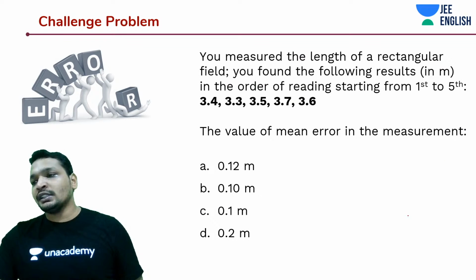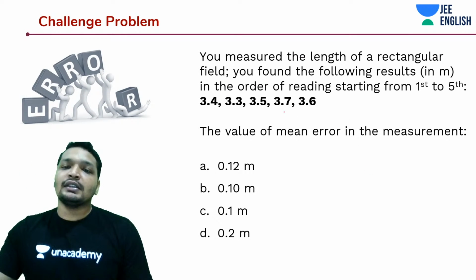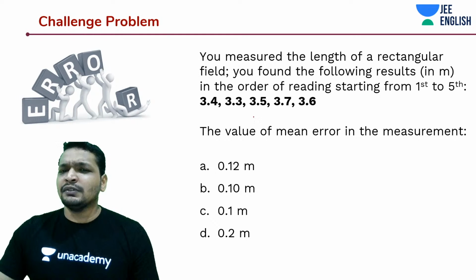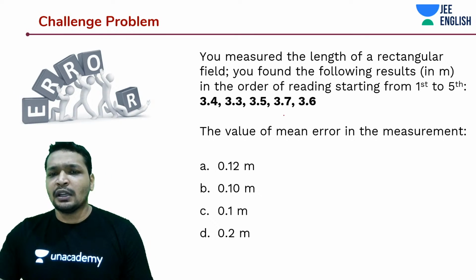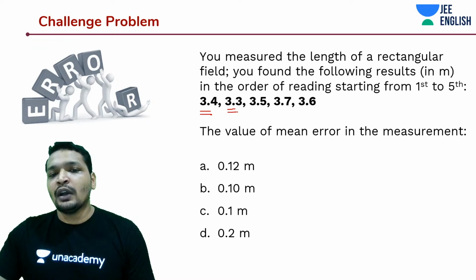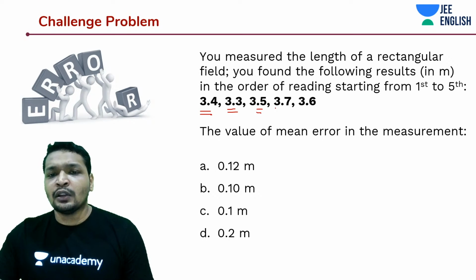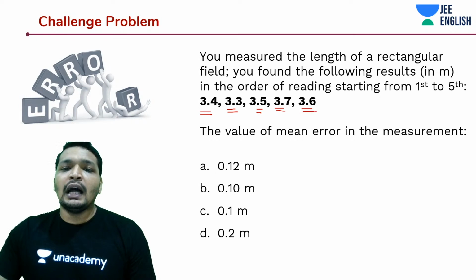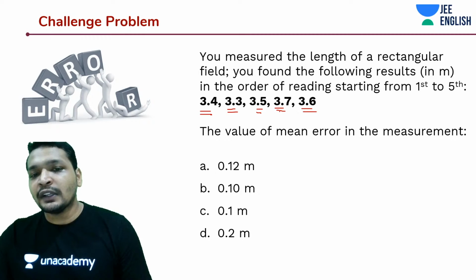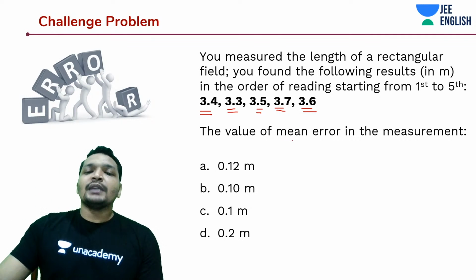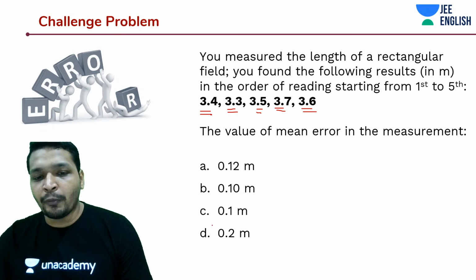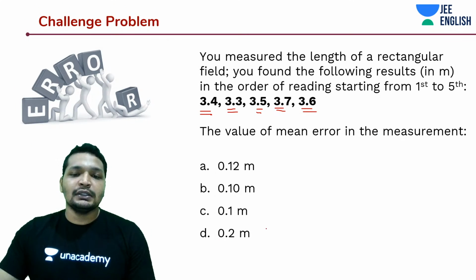Let's get into some questions that will make our chapter more and more interesting. So now it's a very similar one, I guess. We just did it. This was supposed to be 3.5, the average value of this. Let's say you are again measuring that length of that rectangular field, and you found the values in the order 3.4, 3.3, 3.5, 3.7, 3.6. The mean error in the measurement is how much? 0.12, 0.10, 0.1, and 0.2 meters.